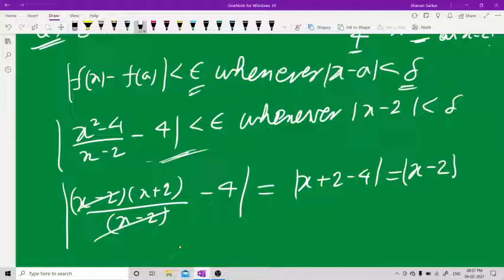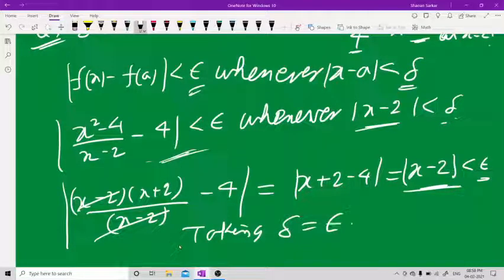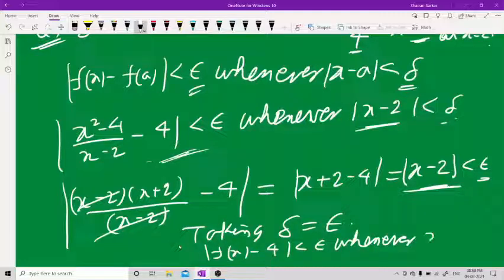x minus 2 is this less than epsilon. That means taking delta equal to, see, I'm getting x minus 2 here, less than epsilon, I'm getting x minus 2 here. So delta should be equal to epsilon. Delta equal to epsilon gives f(x) minus f(a), what is my f(a) here? f(a) is my 4, less than epsilon whenever x minus 2 is less than delta, delta equal to epsilon. Let me write delta equal to epsilon here.